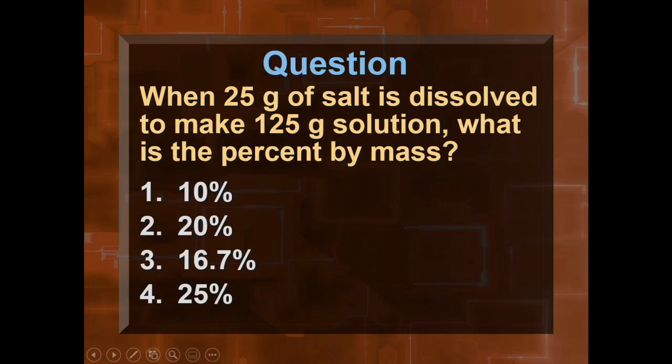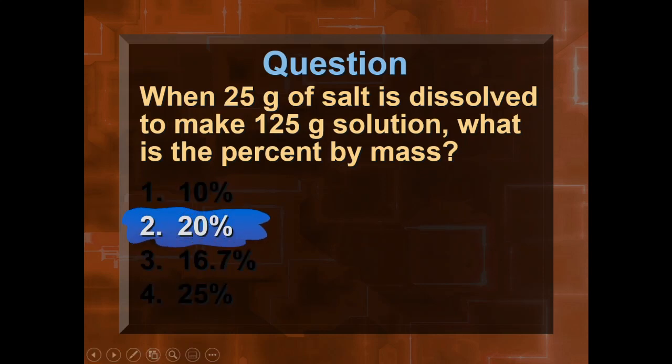25 grams of salts dissolved to make 125 grams of solution. What is the percent by mass? Now we've given it to you as 125. So you have the solution itself as well as the solute, so you don't need to add the two of them together to say 125 divided by 150. It's just 25 over 125 times 100. 20%.